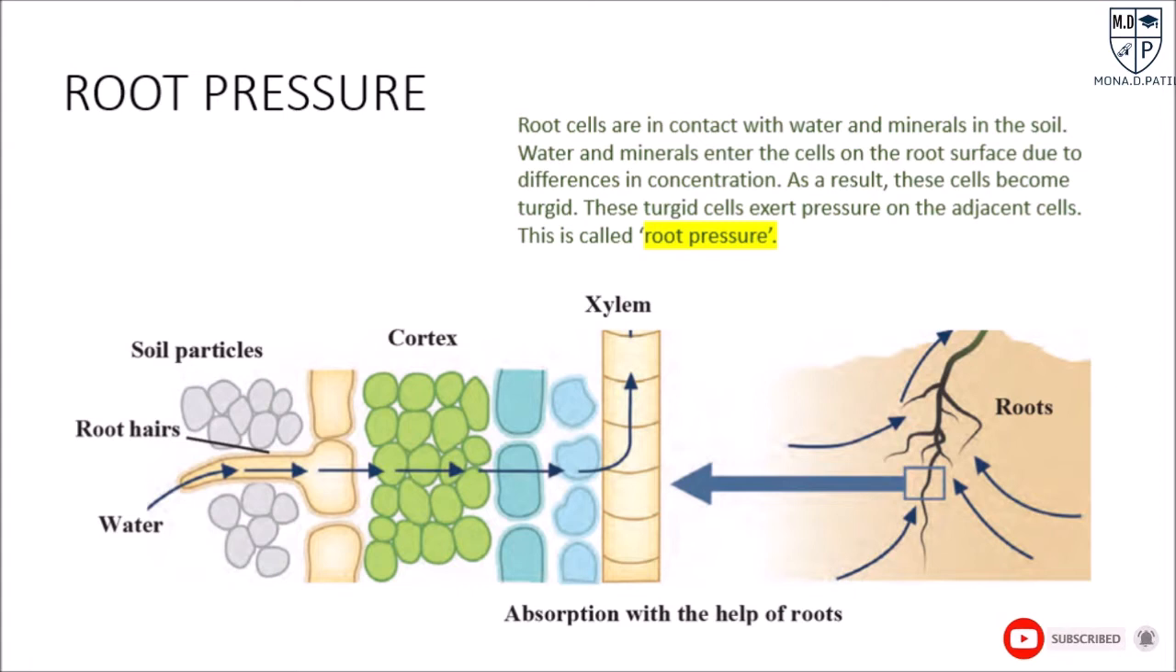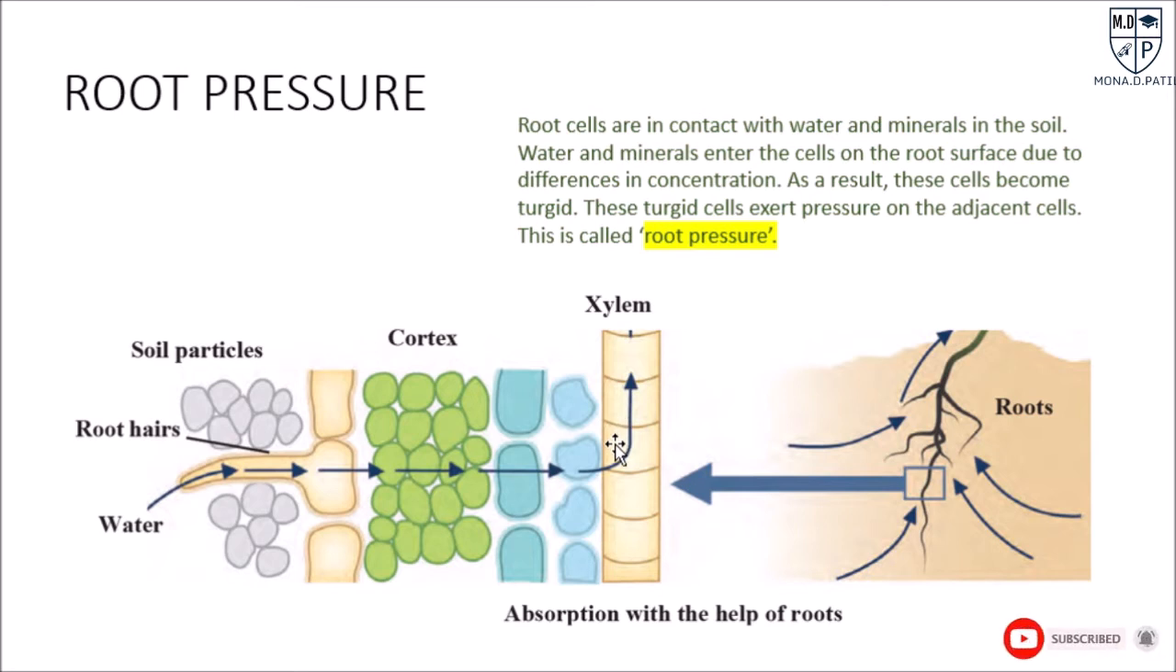In the diagram you can see the root cell under the effect of pressure. Here a section of the root is shown. These are the xylem tissue, here the cortex, and this is the soil particles around the root. This soil particle also exerts pressure on the root, and this hair-like part absorbs water and minerals from this channel, and due to the pressure exerted, it comes into the xylem.